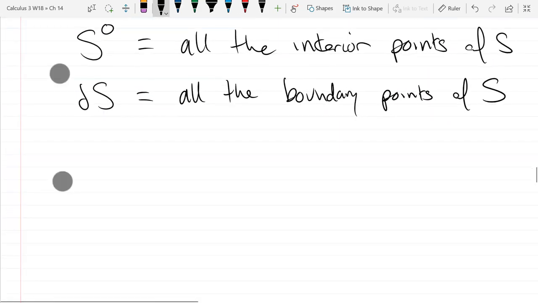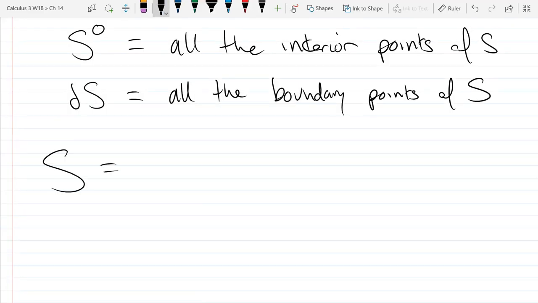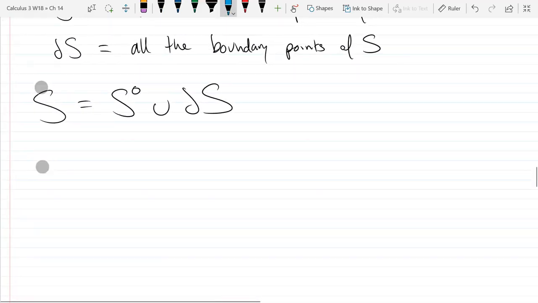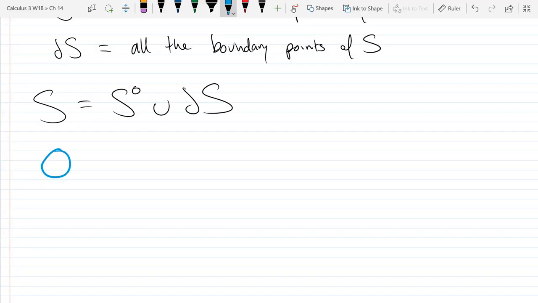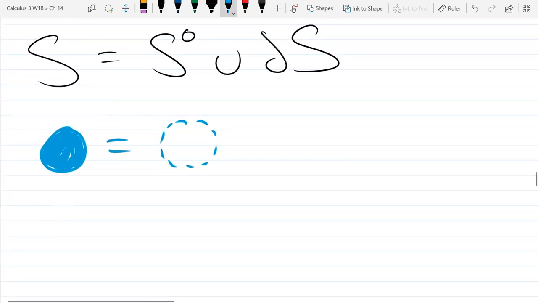So this creates what we call a partition. I can write S is interior union boundary. It's just a way to split up all the points of S to be the interior and the boundary. If I draw a nice little picture, we'll pretend S is circular. So this is S right here, filled in, equals. The interior is basically remove the boundary. So still shade in the middle, which might look misleading.